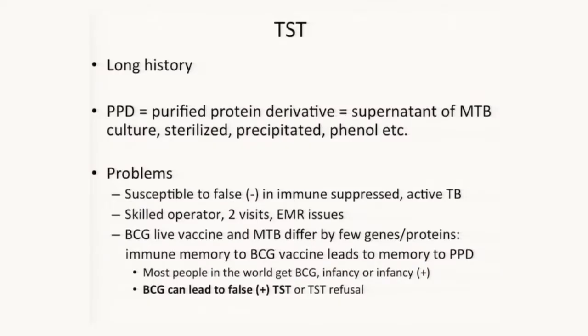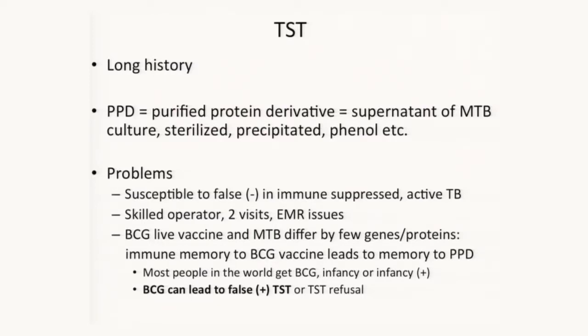Okay. What's the competition? The skin test has a long and fascinating history, but it's basically a supernatant of an MTB culture that's sterilized and so forth, and it has some problems. It's susceptible to false negatives in immune suppressed people. Also, if you have active TB, you can have a false negative. You need a skilled nurse to administer this. The person has to come back in 48 to 72 hours. And until recently, it's been hard to get the results into the electronic medical record, where it's not a number. It's sort of an obscure little measurement that has been hard to know where to chart. But the biggest point is the third point here, the false positives with BCG vaccination.